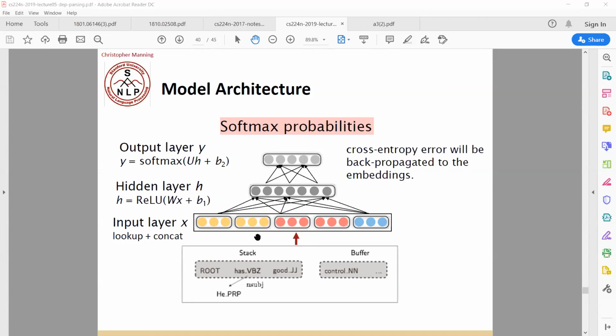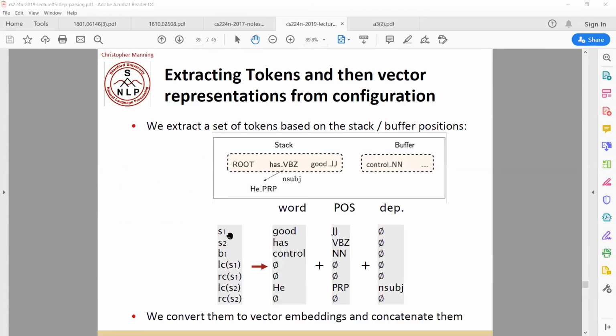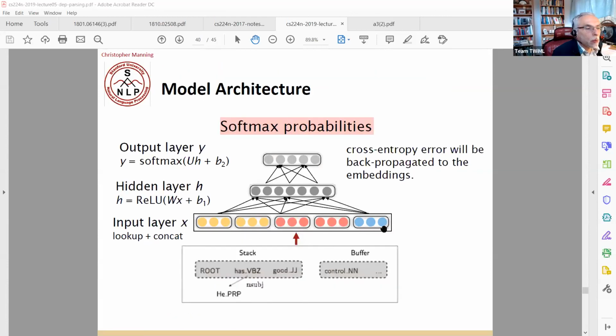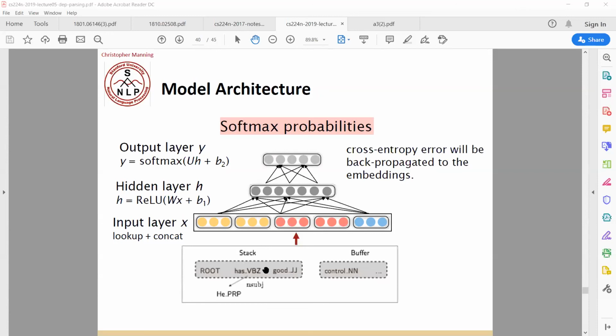So the overall structure that is being set up is those inputs that Joseph is just pointing to are embeddings. The embeddings are generated from what you have in the stack and the buffer at a given time. So the word, the part of speech, yeah, and the dependency. And based on that, you decide whether you're going to shift, generate a left arc or a right arc.